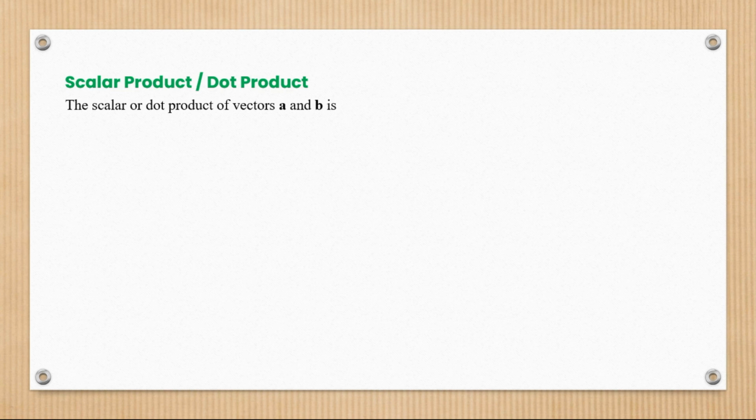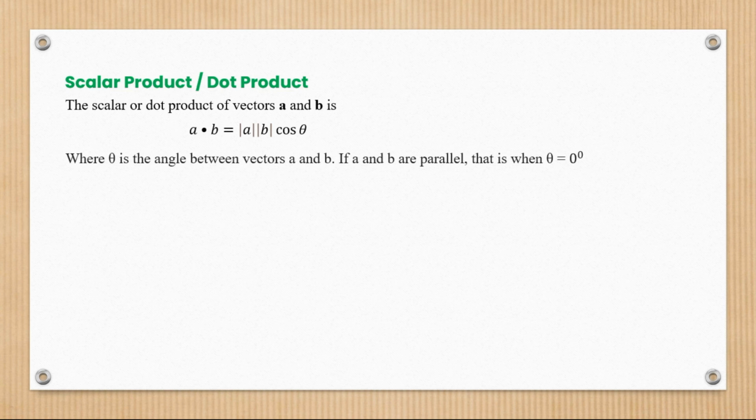So the scalar or dot product of vectors A and B is A dot B being equal to the magnitude of A times the magnitude of B cos theta. In this case, theta is the angle between the vectors A and B. So that's important for you to note.